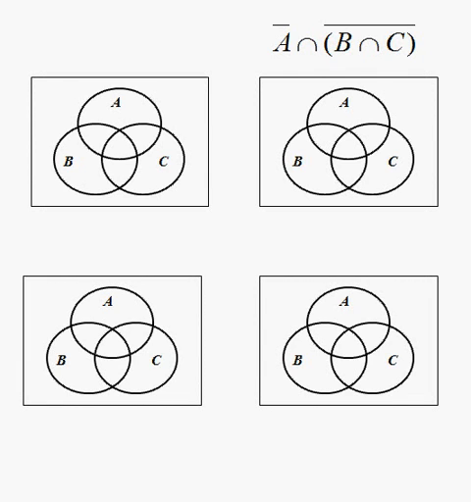Okay, this is a question from the tutorial that was on Venn diagrams and sets. It's asking you to shade the region of the Venn diagram corresponding to the complement of A intersection the complement of B intersection C.